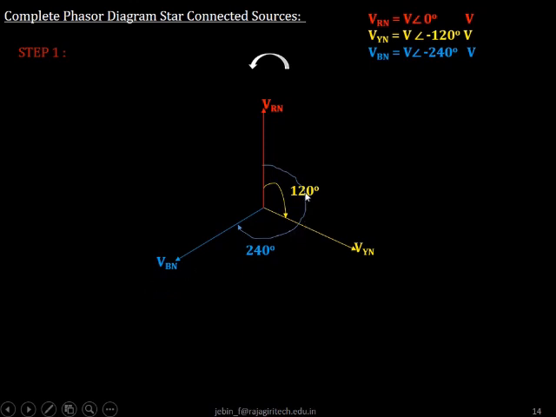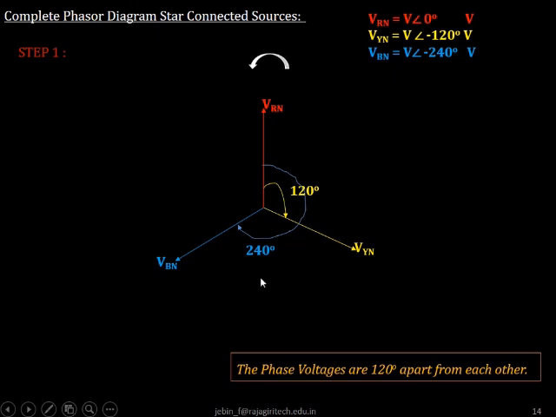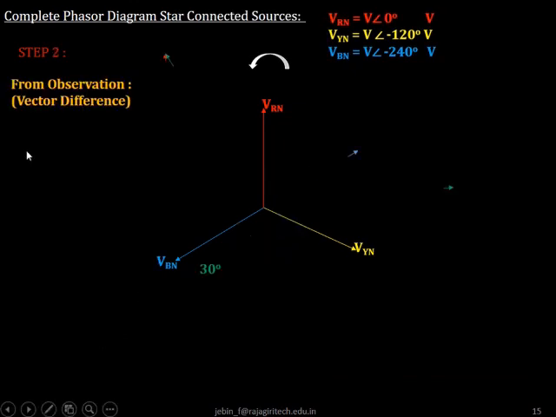So you can see that all the phase voltages in case of a balanced star connected system are equally displaced by 120 degrees. So this is 120 degrees. Again, the difference between VYN and VBN is 120 degrees. Again, the angular difference between VRN and VBN is 120 degrees. So in step 1, we represented the 3 phase voltages of a balanced star connected system.